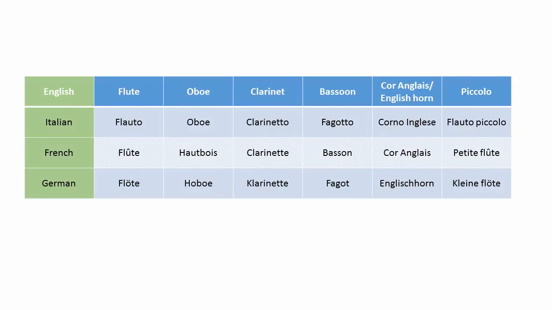This table is printed out for you in the PDF for this lesson, but just take a quick look now and notice that most of the names are quite similar. The only ones which might seem odd are fagotto or fagot, and the French word for oboe, which looks like haut boys, is actually pronounced oboe.